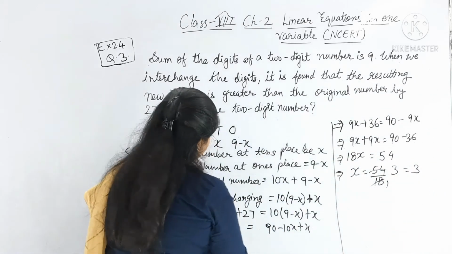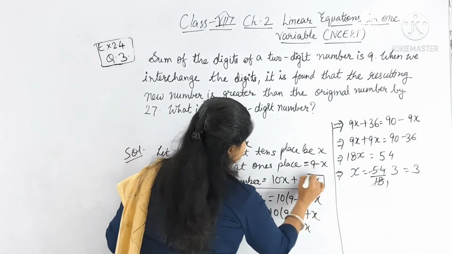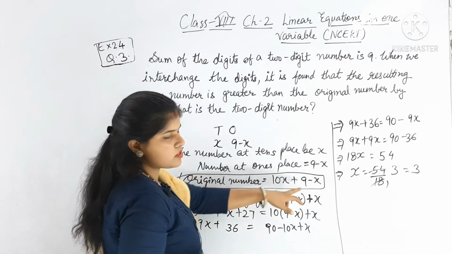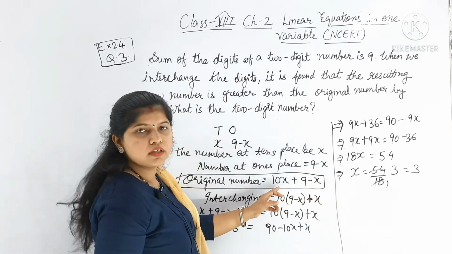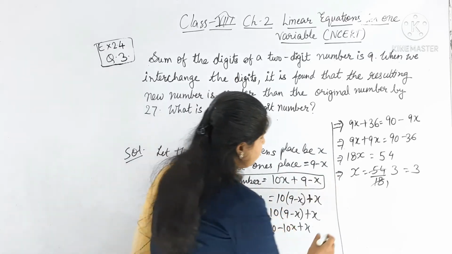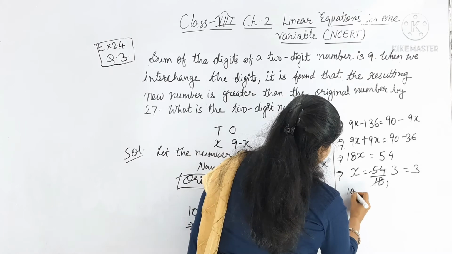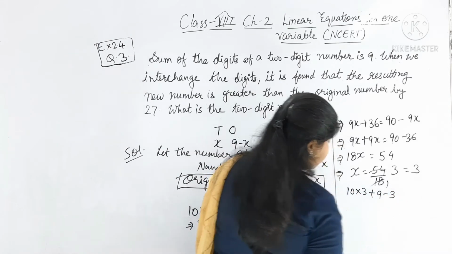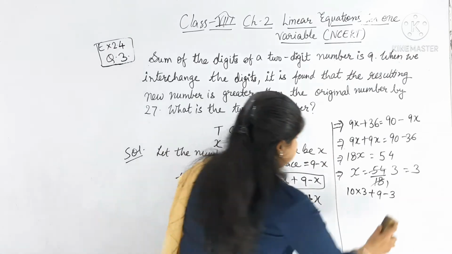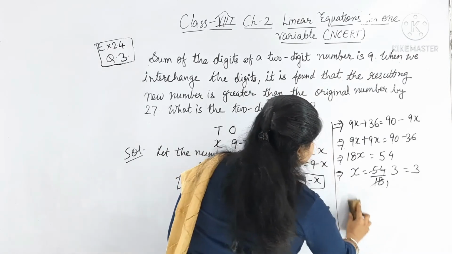So what is our original number? This is our original number: 10x plus 9 minus x. We have to substitute this x here. So we will get the number, that is 10 into 3 plus 9 minus 3. Firstly, I will write here. Don't substitute directly.